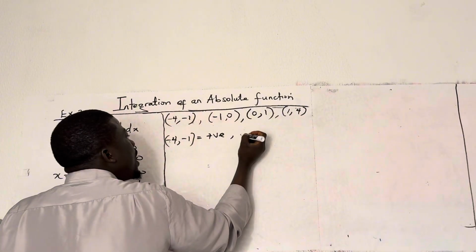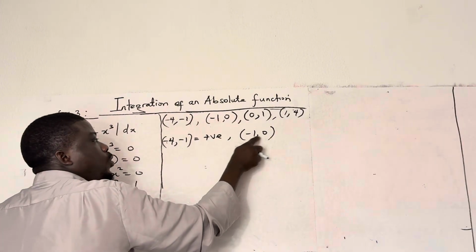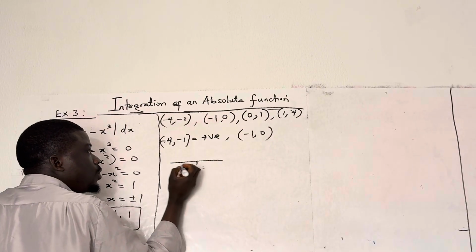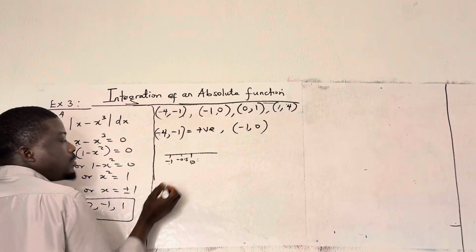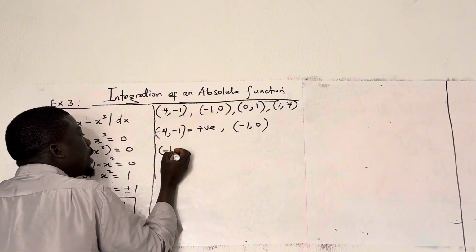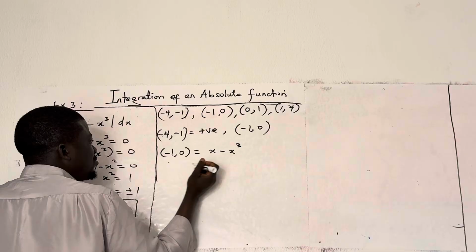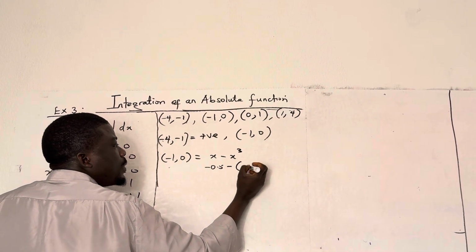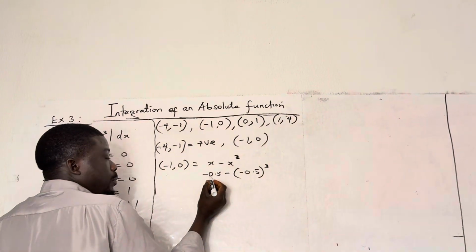Now let's check minus 1 to 0. From minus 1 to 0, we can pick a number in between. Like in the number line, we have 0, we have minus 1. Between minus 1 and 0, we can just pick minus 0.5. So let's pick minus 0.5 and make our substitution. For minus 1 to 0, we have s minus x cubed, right? So minus 0.5 minus minus 0.5 all cubed. So we know our minus 0.5 is half.